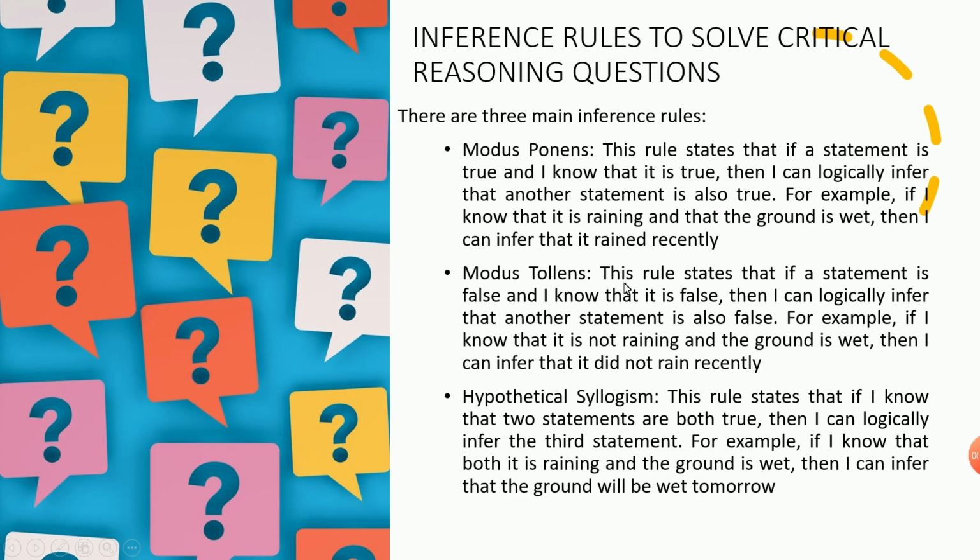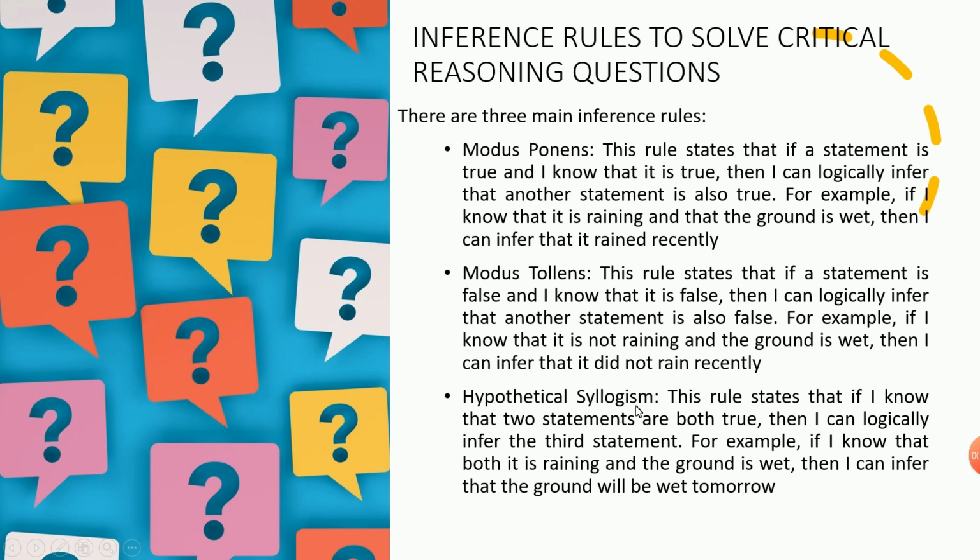So modus tollens is if a statement is false, and here note that ponens is true and tollens is false. If a statement is false, then I can logically infer that another statement is also false. So with the same example they have given, if I know that it is not raining and the ground is wet, then I can infer here it did not rain recently.